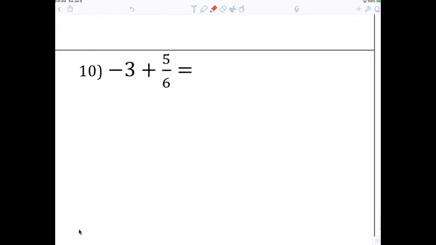Everybody look at number 10. That's mental math. See if you can do the mental math on number 10. Negative 3 plus 6. It's negative 3 plus 6.